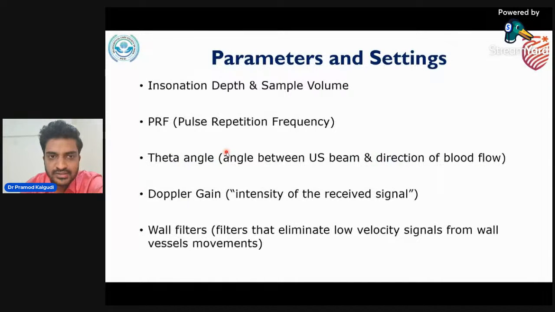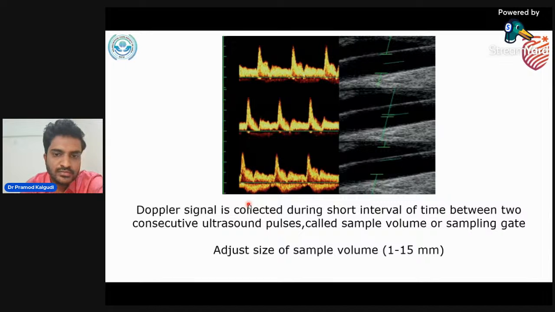Going ahead with further modes, the basic parameters of instrumentation are depth, sample volume, PRF, theta angle, Doppler gain, and wall filters. How do we use them? What are these things? This is the sample gate and the sample volume. You need to keep it at the center of the vessel, and the angle cursors should always be parallel to the vessel and in the direction of the flow. This gives a Doppler spectrum which is absolutely normal. This is a common carotid artery.